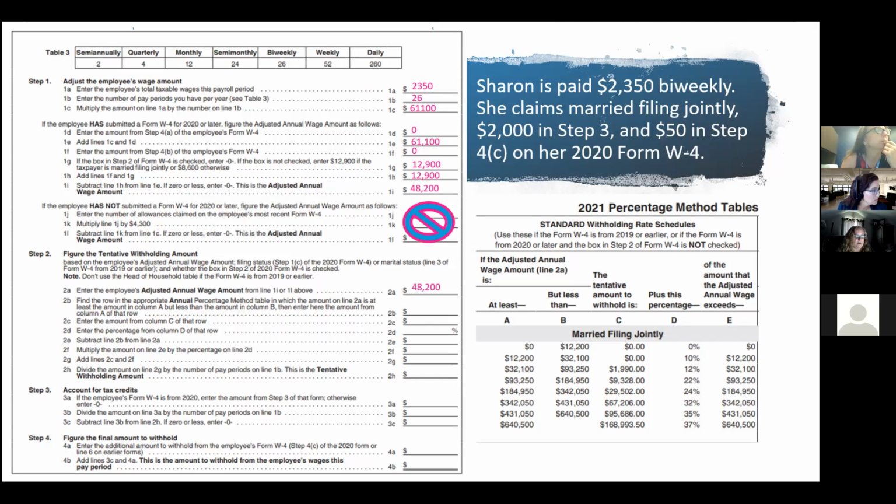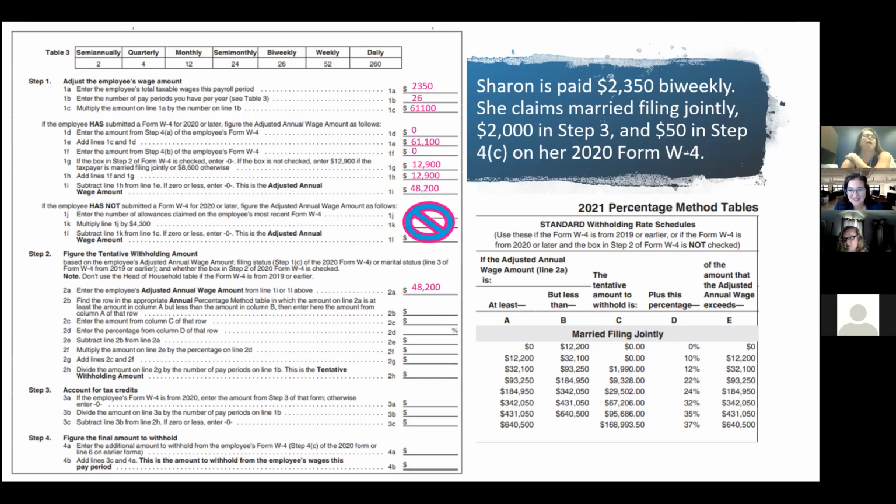Then you're going to find the row in the appropriate annual percentage table in which the amount on line 2A is at least the amount from column A, but less than the amount in column B. And we're going to enter that amount from column A on line 2B. So I have your table up here, and we're going to find that amount. I thought I had it squared, but apparently it didn't. So anyways, it's the second line down that's going to be between 32,100. I guess it's the third line down if you count the first line.